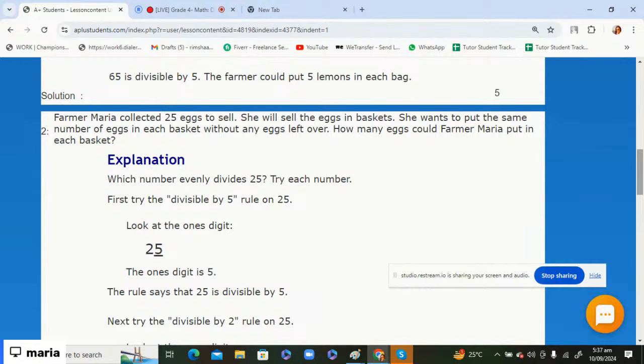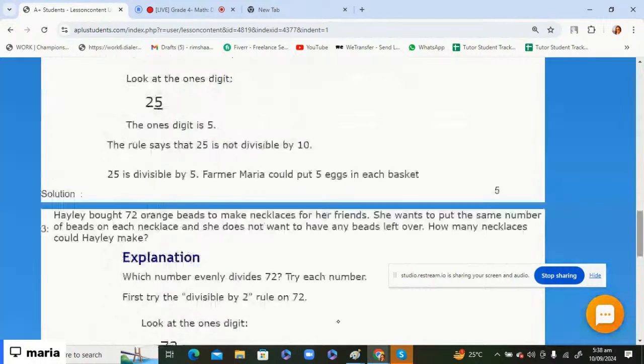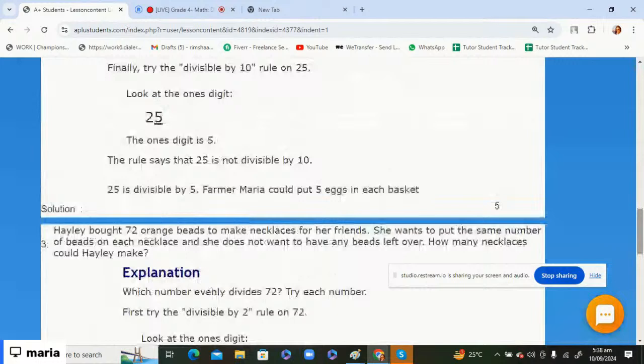So 5 times 5 is 25. So it means that each basket, Maria put five eggs in each basket. So Maria could put 5 eggs in each basket. So this is the simple way.